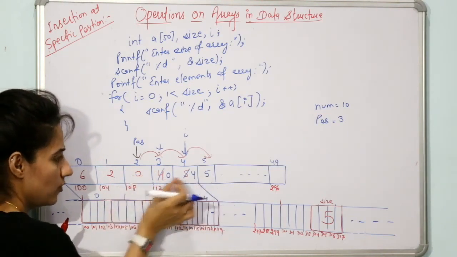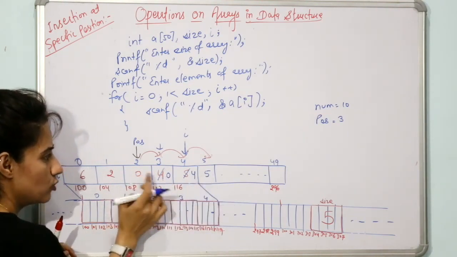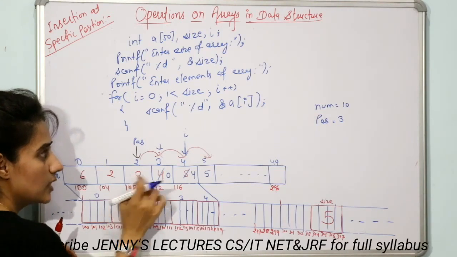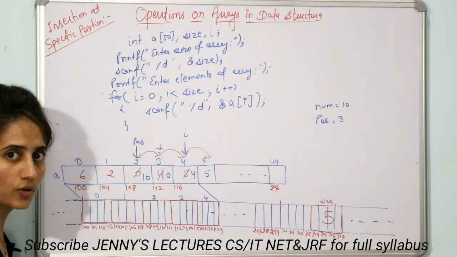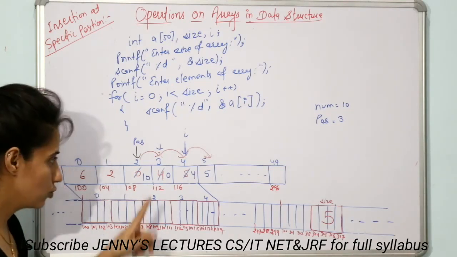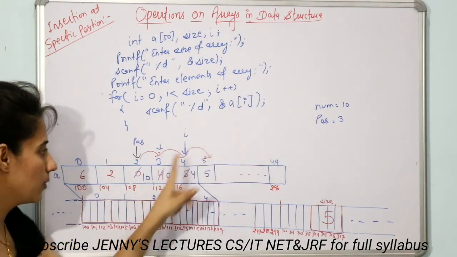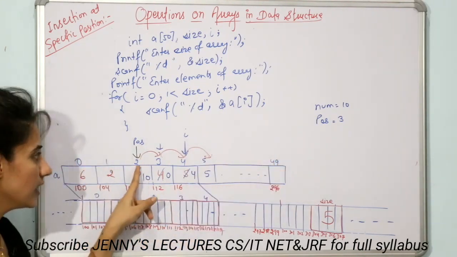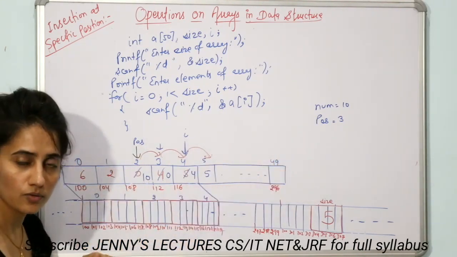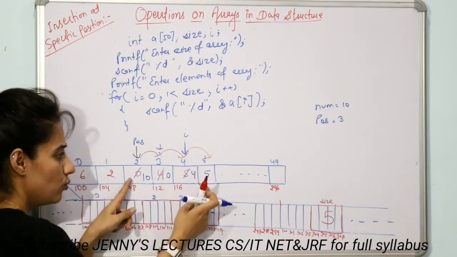We have 0, 4, 5 here. Now 0 is duplicated, so we can insert 10 here. We can overwrite this 0 now. So that is how we can insert this number 10 at position 3. Position 3, index is 2. Fine. So how we are going to write down this loop?